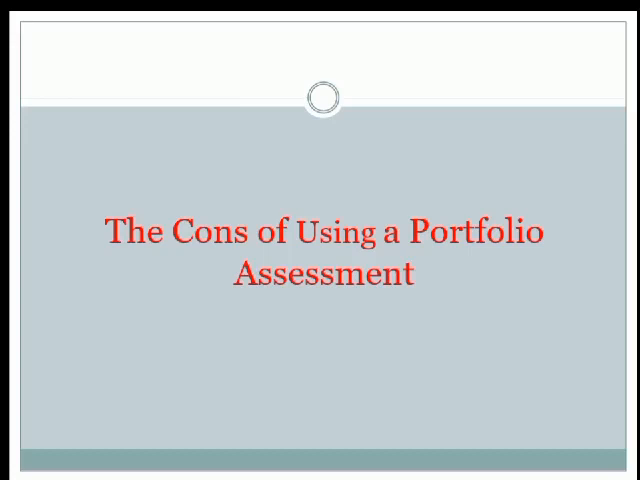Second, portfolio assessments are very subjective in nature. Even if the teacher utilizes a rubric, the individualized nature of a portfolio makes it difficult to remain objective and stick to the rubric. Two students working on the same learning standard may have two totally different approaches, thus learning may not be the same.